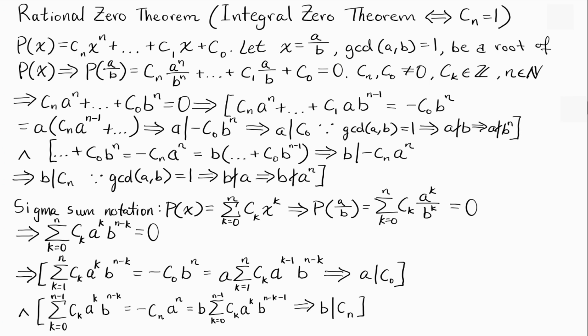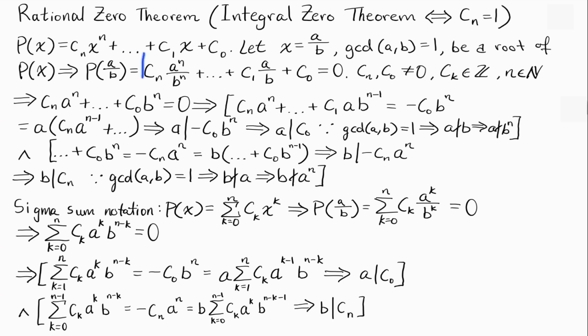Now I'm going to substitute a over b into x. I substitute it into this equation, and I'm going to get this right over here. Because it's a root, or a 0, it's going to equal 0 right over here. I also have two other conditions: the leading coefficient and the constant term are non-zero. All the coefficients are integers, and n here is a natural number, which are the positive integers.